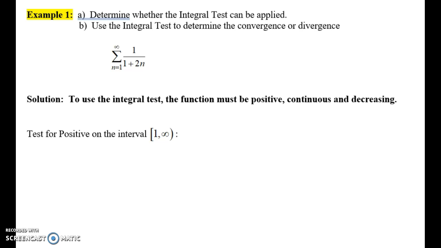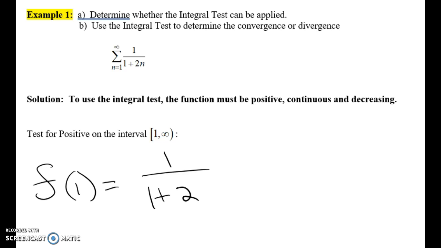In order to determine that, all you do is plug in f of 1. At 1 you're going to have 1 over 1 plus 2 times 1. This gives you 1 over 1 plus 2, which is 1/3. 1/3 is a positive number. If the series is positive at 1, then it'll be positive at 2, 3, and so forth. So it's positive on the interval from 1 to infinity.